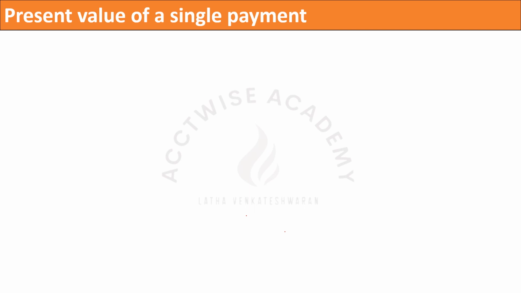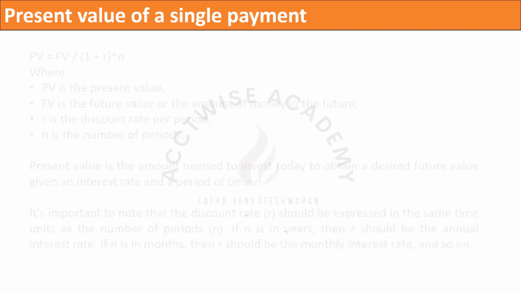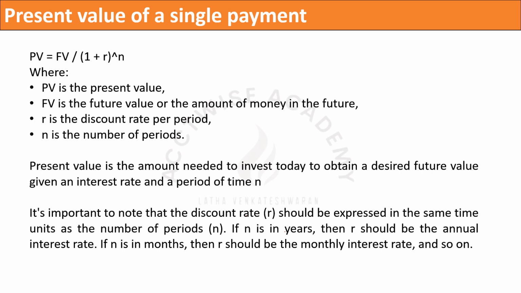So let us go further and find out the present value of a single payment. The formula for the same is PV is equal to FV divided by (1 plus R) the whole power n, where PV is the present value which we are going to find out, FV is the future value or the amount of money in the future, R is the discount rate per period and N is the number of periods. So all these three things will be given in the sum for finding out the present value.